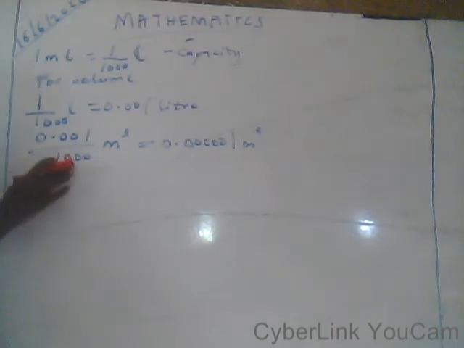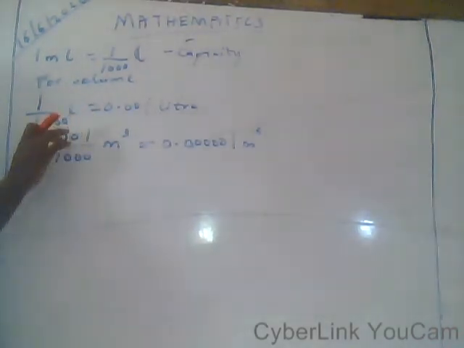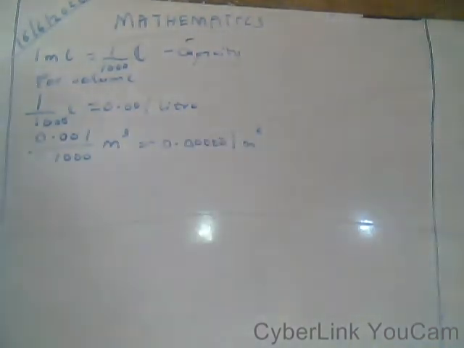We have 3 zeros here. If 3 zeros comes up and you add it to these 2, it will become 5 zeros. After these 5 zeros, you now repeat your 1. That is for the first question. Question 1.